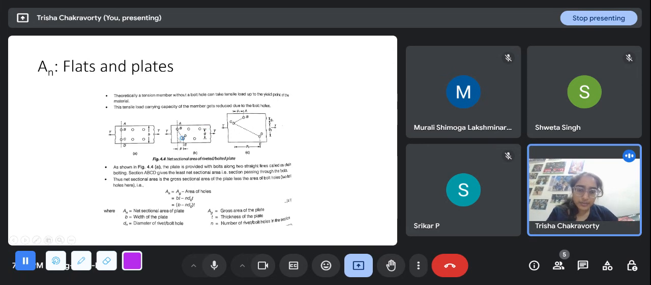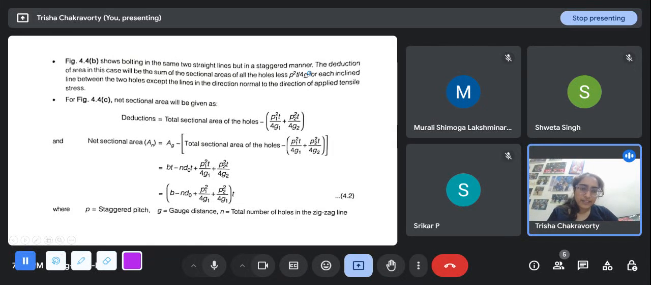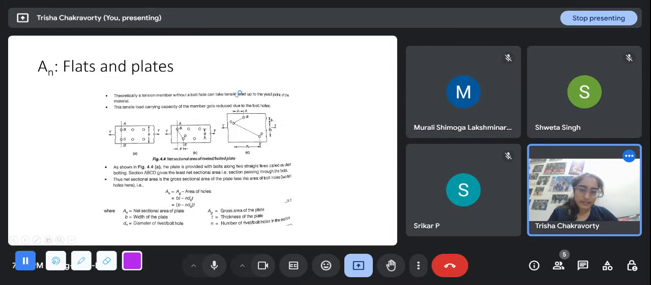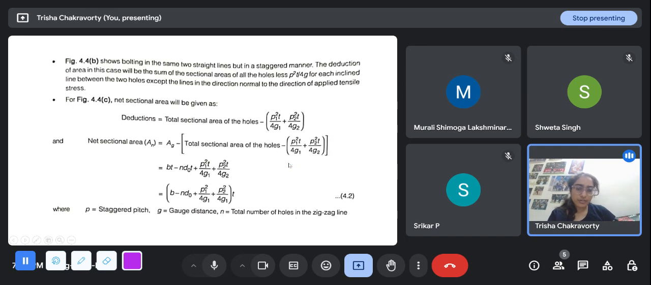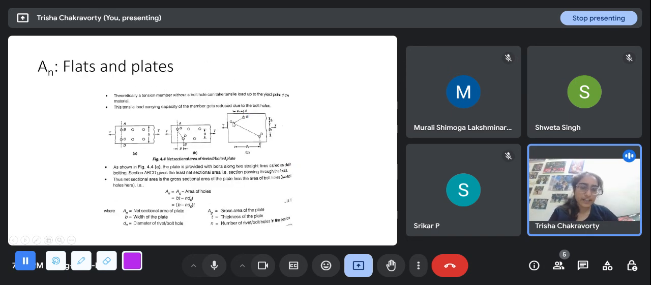We know that the distance between the two bolt lines along the tension is called the gauge, and the direction perpendicular to it is called the pitch. So this is pitch and this is gauge. So p²t by 4g for each inclined line. If we consider this as an example, there are two inclined lines, BC and CD. So you have to subtract p₁²t by 4g₁ and p₂²t by 4g₂. You don't have to take it three times. You have to take each inclined line.